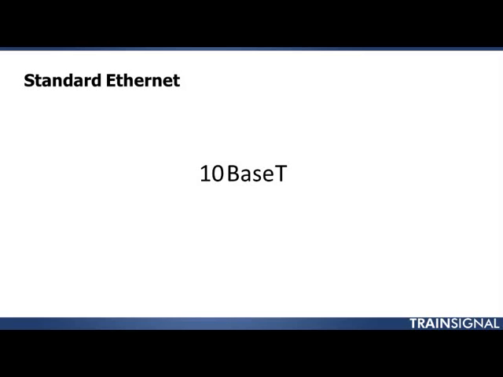So the first one we have here is standard Ethernet, which is commonly represented by just calling it 10 base T. And although it looks like I have 10 base T written here like it's one word, it's actually 3 different components that represent standard Ethernet. The first component, the number 10, represents how fast the data would travel on this network. So the 10 is representing that this is a 10 megabit Ethernet network.